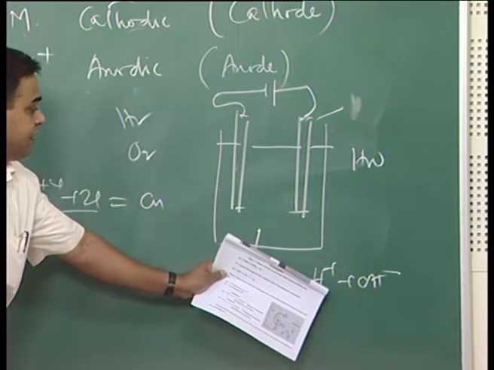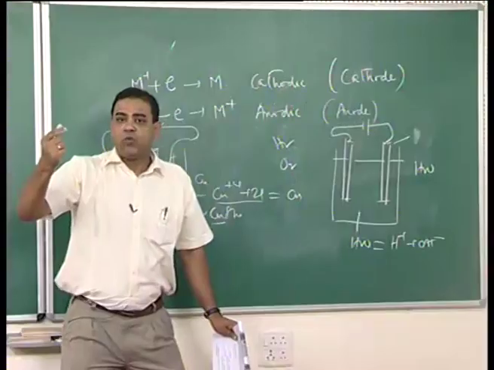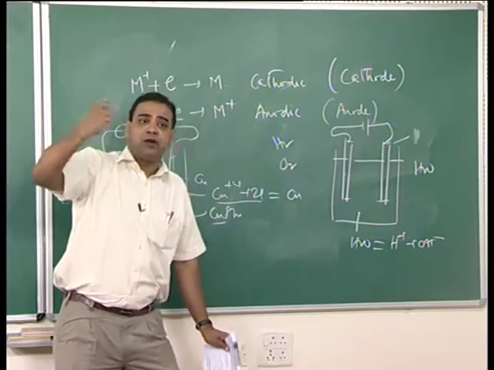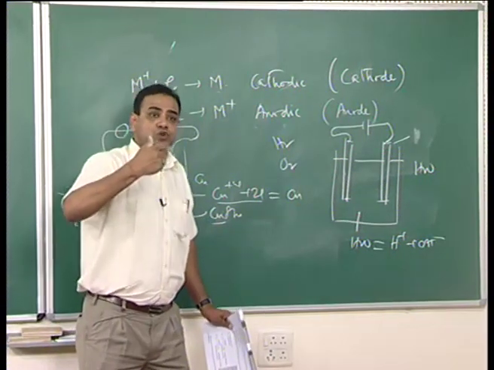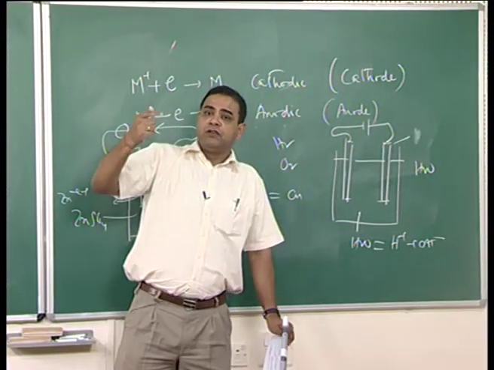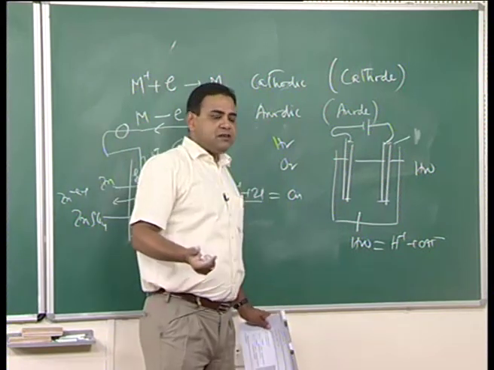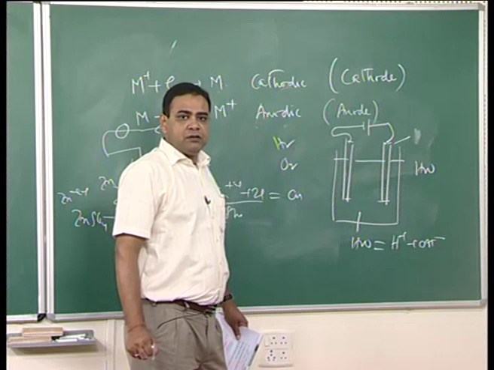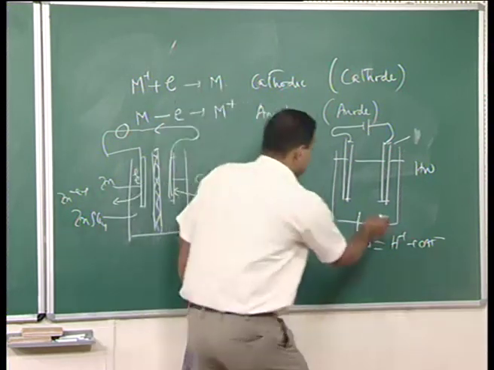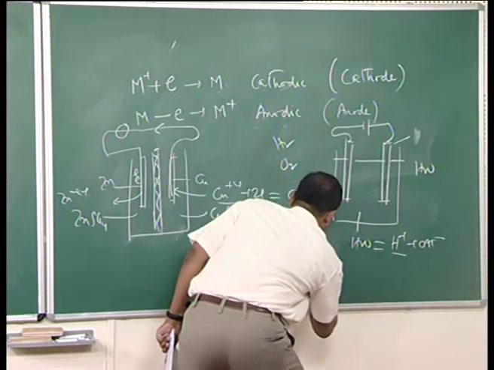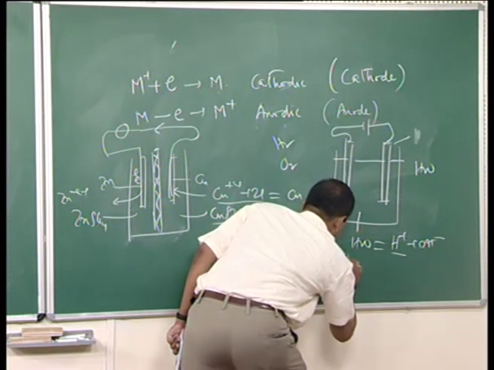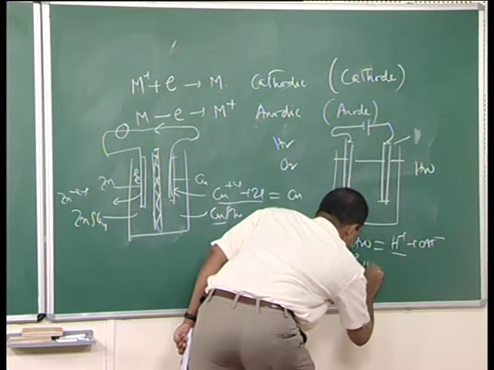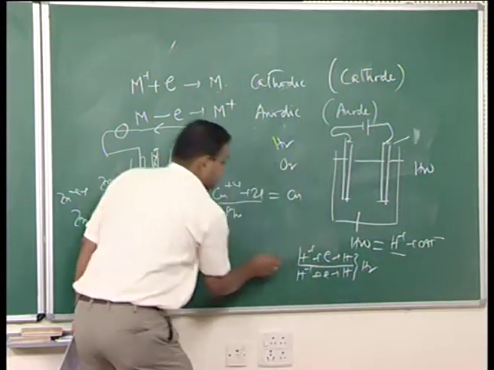Now H plus has to combine with an electron from the electron acceptance reaction, and then combine with another hydrogen atom, forming a hydrogen molecule. So H plus an electron gives H, another such reaction gives another H, and they combine to form H2. Now this is a cathodic process.